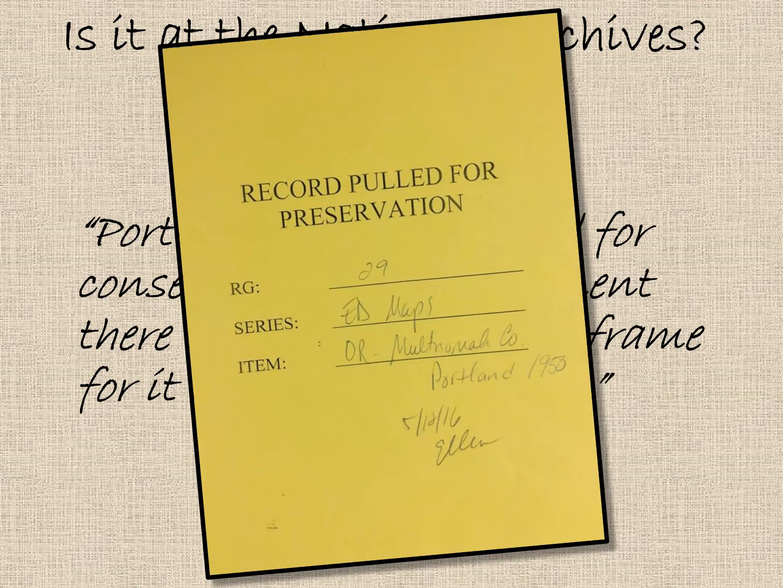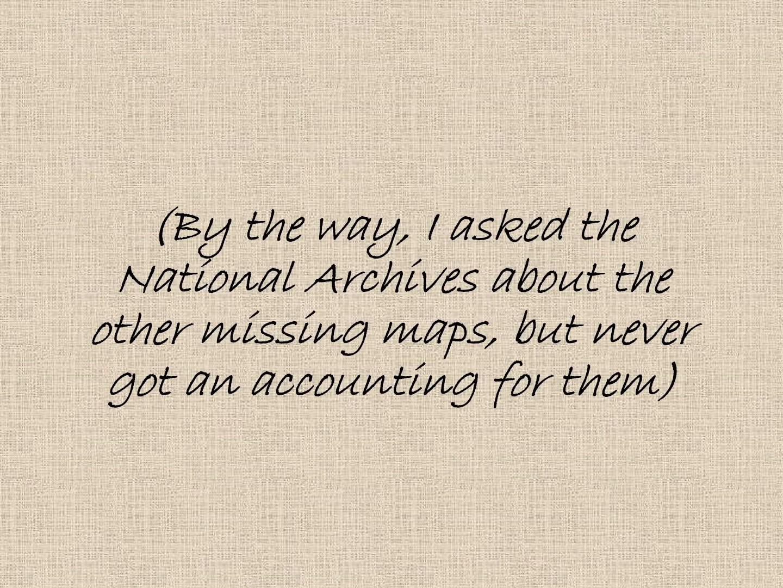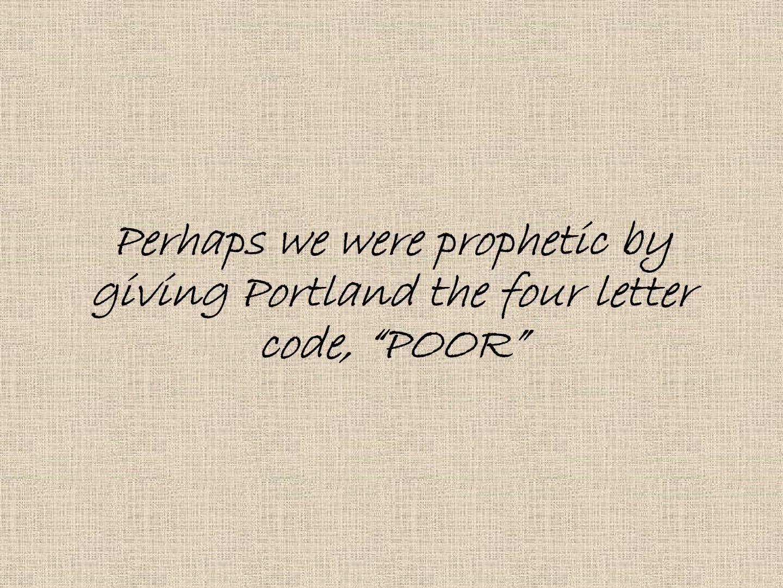So it's unlikely that the National Archives is going to put in their catalog a map of Portland in 1950. And by the way, I asked the National Archives about the other missing maps, but never got an accounting for them. Perhaps we were prophetic by giving Portland the four-letter code POOR, the first two letters of Portland and Oregon. It's a poor map.